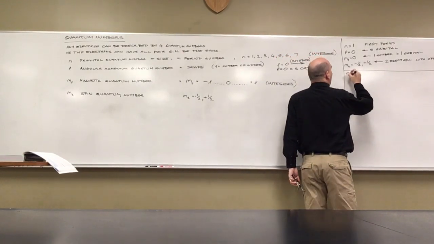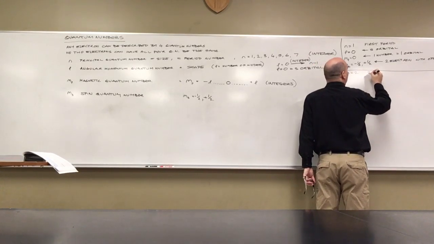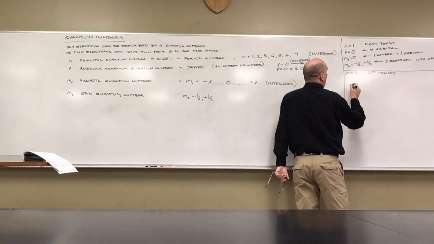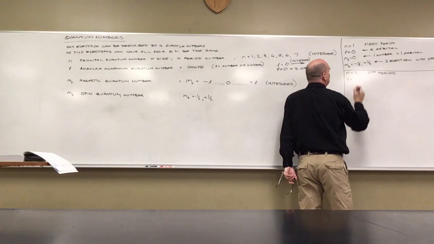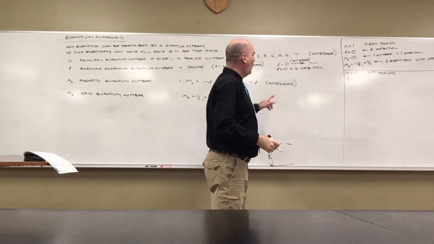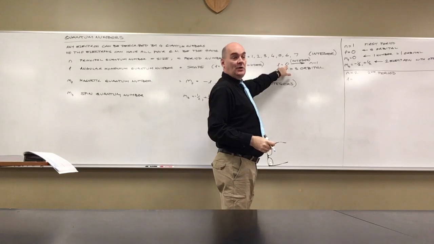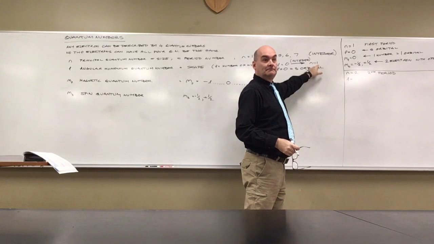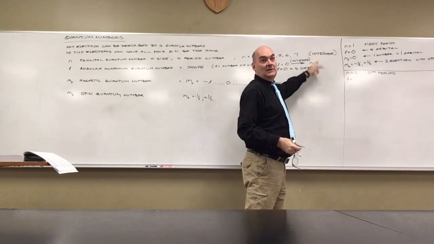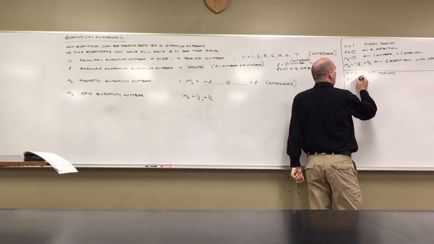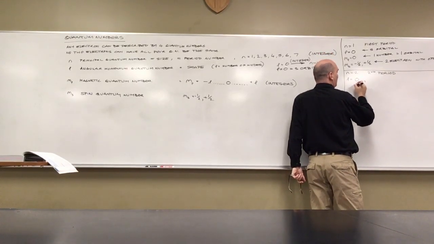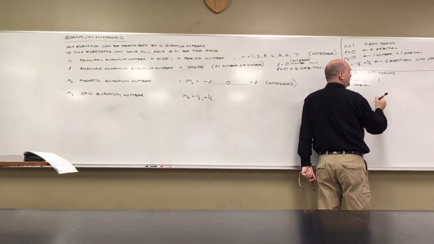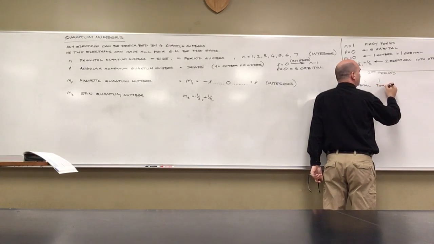Now, when n equals 2 in the second period, L is any whole number between 0 and n minus 1. So 0 or 1. So L could be 0, which is an s orbital, or it could be 1, which is a p orbital.